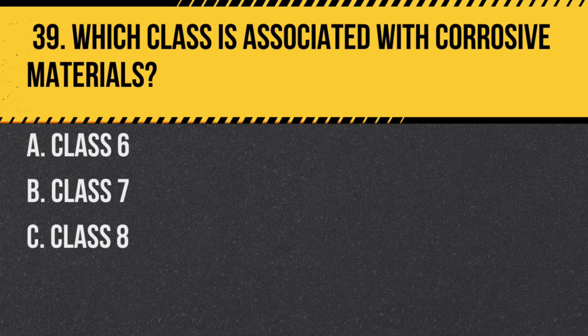Question 39. Which class is associated with corrosive materials? A. Class 6. B. Class 7. C. Class 8. Answer: C. Class 8. Corrosive materials fall under Class 8.